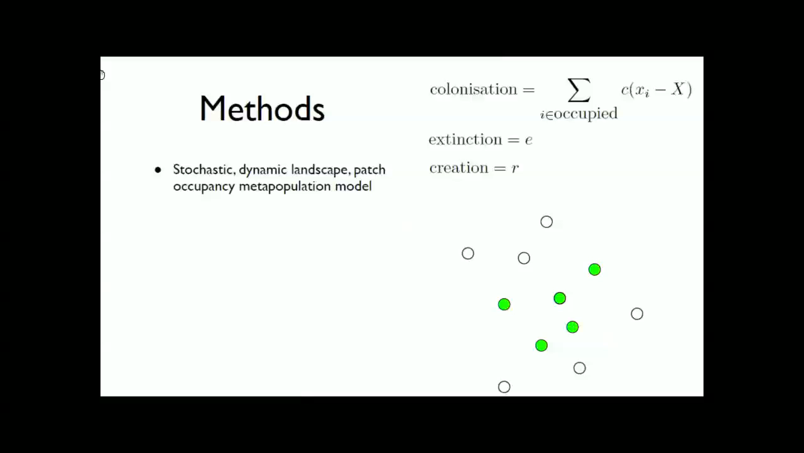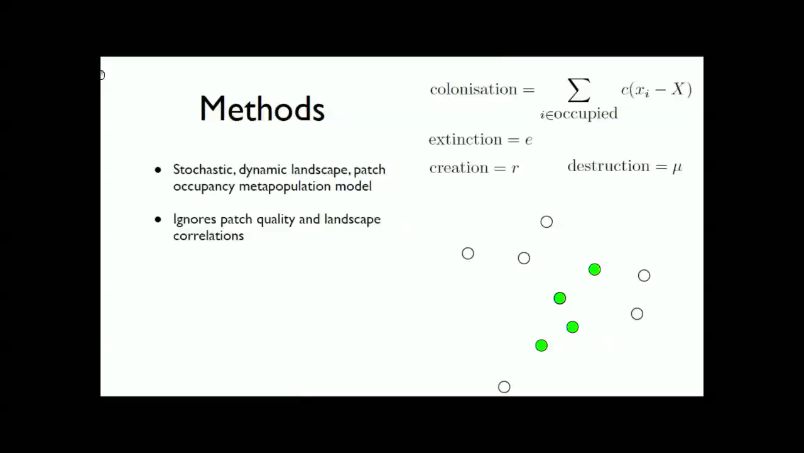So patches are, first of all, created with some kind of rate R, and they can just appear at random. And when they appear, they are empty patches, so they appear as uncolonized patches. Or alternatively, they can be destroyed, so some kind of storm or something can come along and remove patches, and that can happen whether the patch is occupied or indeed whether it's empty. So that's the dynamics. It's quite a simple model.